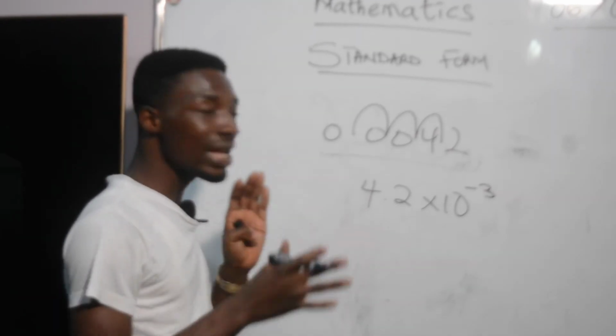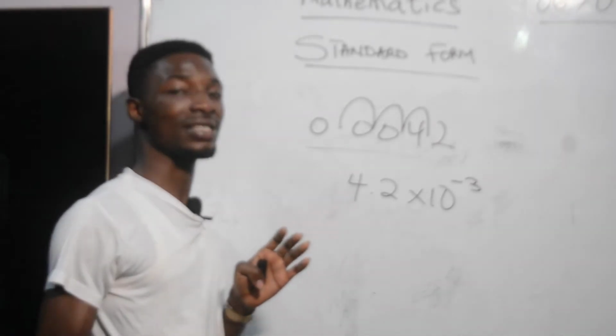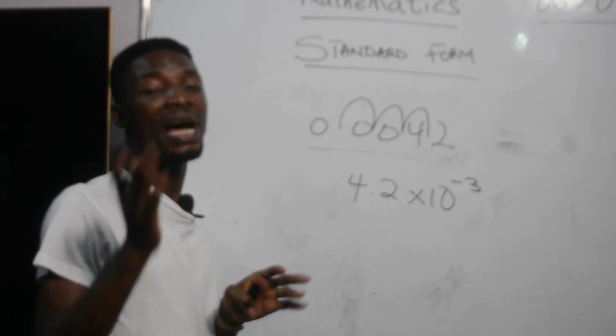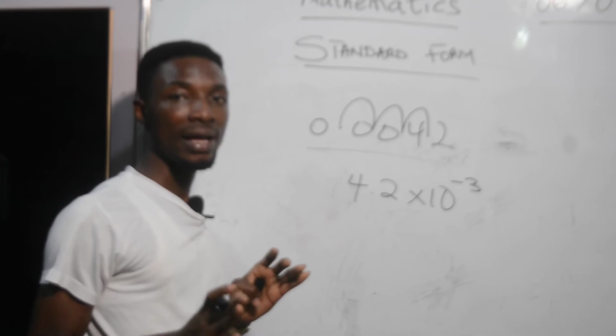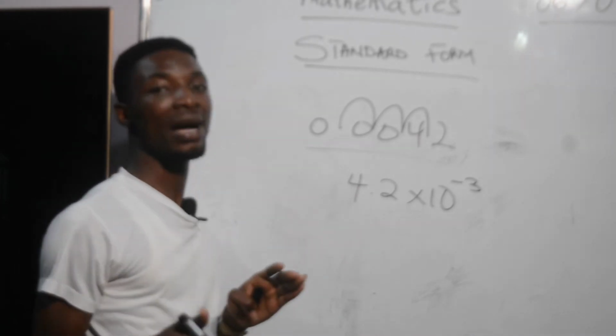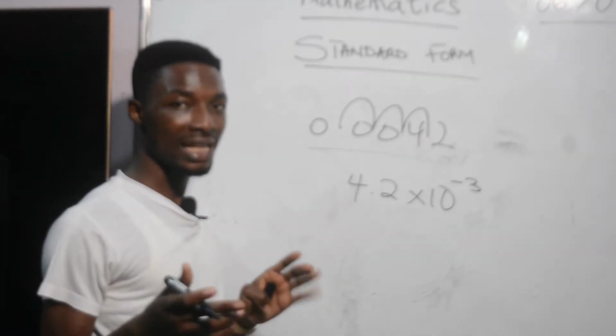So if there is no decimal point in your number and you are yet to start jumping, then you are going to jump to the front, and that is going to give you a positive power. But because we are jumping to the back rather, we are going to get a negative power.